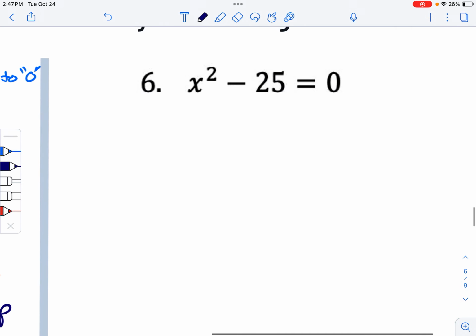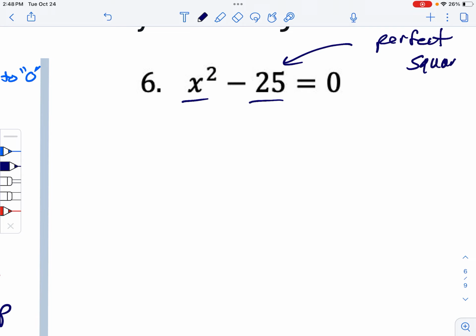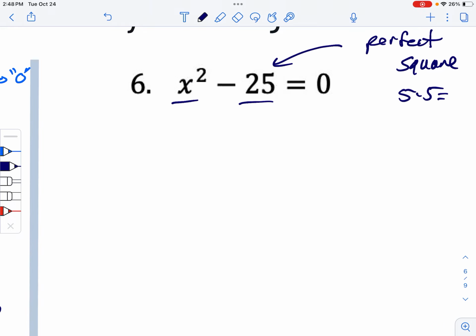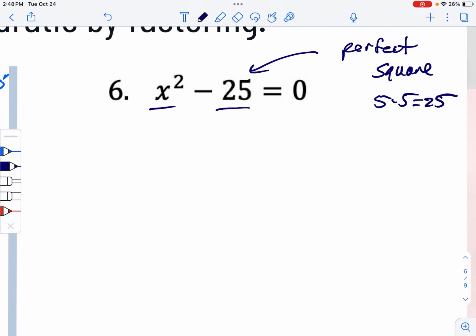This one, two terms, so it's not a general trinomial. X squared and 25 have nothing in common except for 25 is a perfect square. So is x squared. 5 times 5 is 25. And x times x is x squared. So they're both perfect squares.